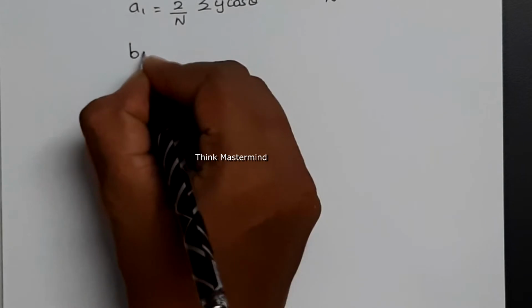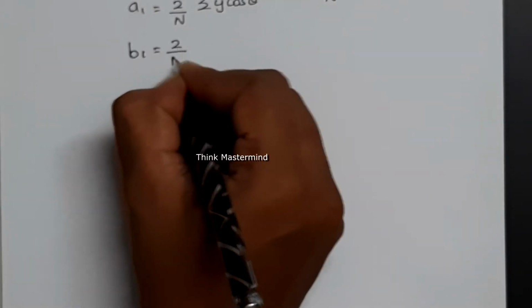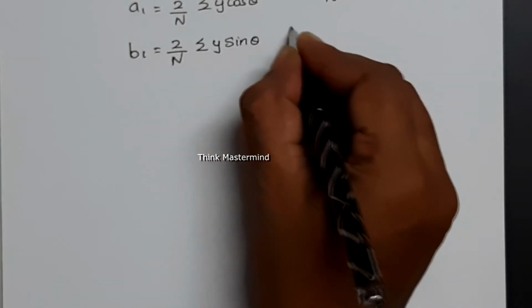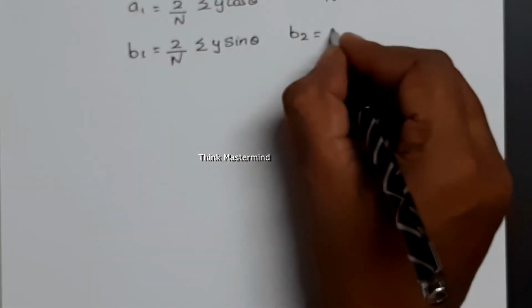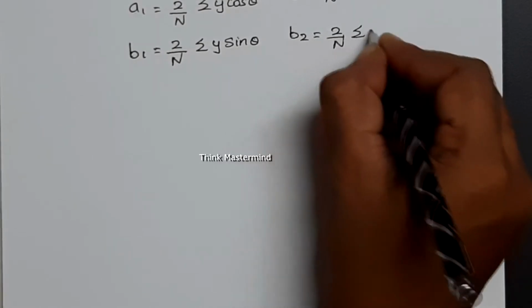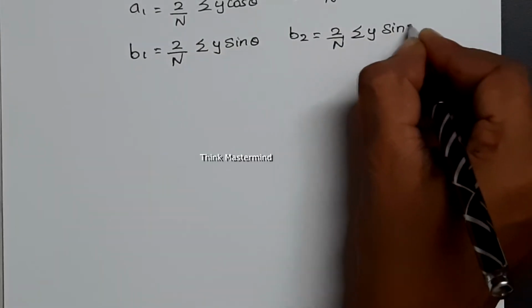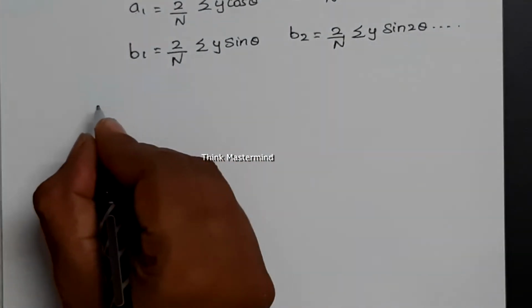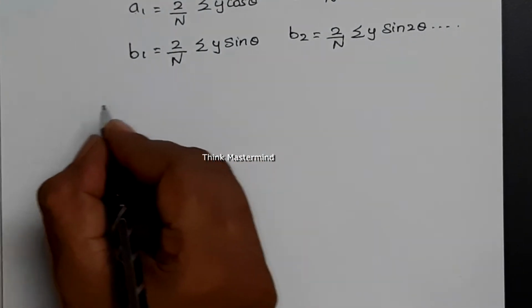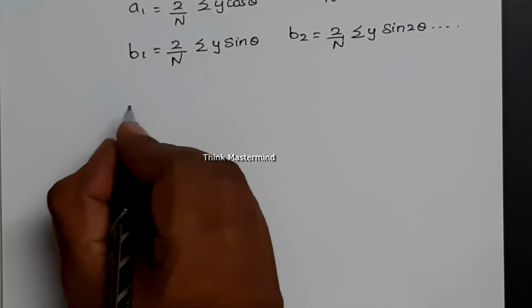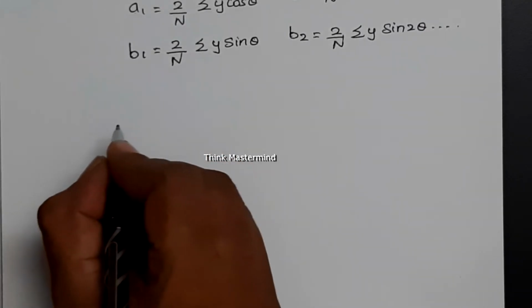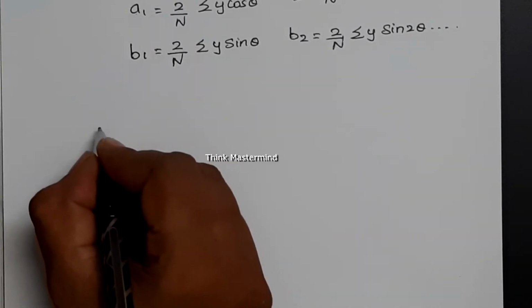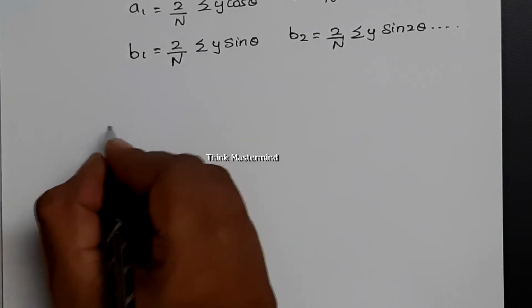Now b1 is equal to 2 by n summation y sin theta, and b2 is equal to 2 by n summation y sin 2 theta, and so on. Here I have given the formula in theta form. There are 4 types. I am teaching a very easy way to identify and solve the problems. First we consider that the x and y values are given, but the formula is in theta.